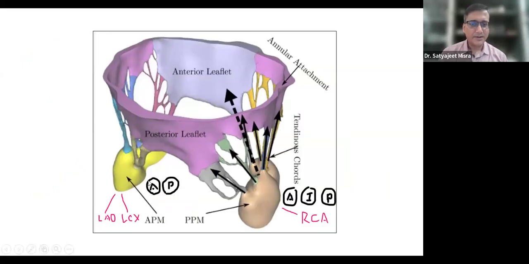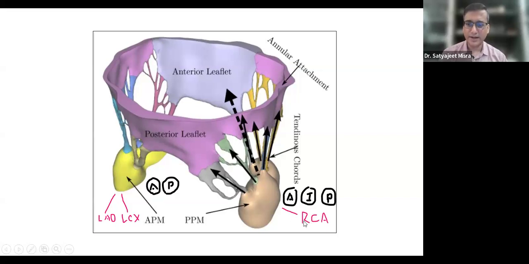Coming to the papillary muscles, the anterior papillary muscle usually has 2 heads, the anterior and the posterior head, and the posterior papillary muscle has 3 heads, the anterior, the intermediate, and the posterior heads. Now, the anterior papillary muscle has a dual supply. It's supplied by both the left anterior descending as well as the left circumflex, whereas the posterior papillary muscle usually has a single coronary artery supply.